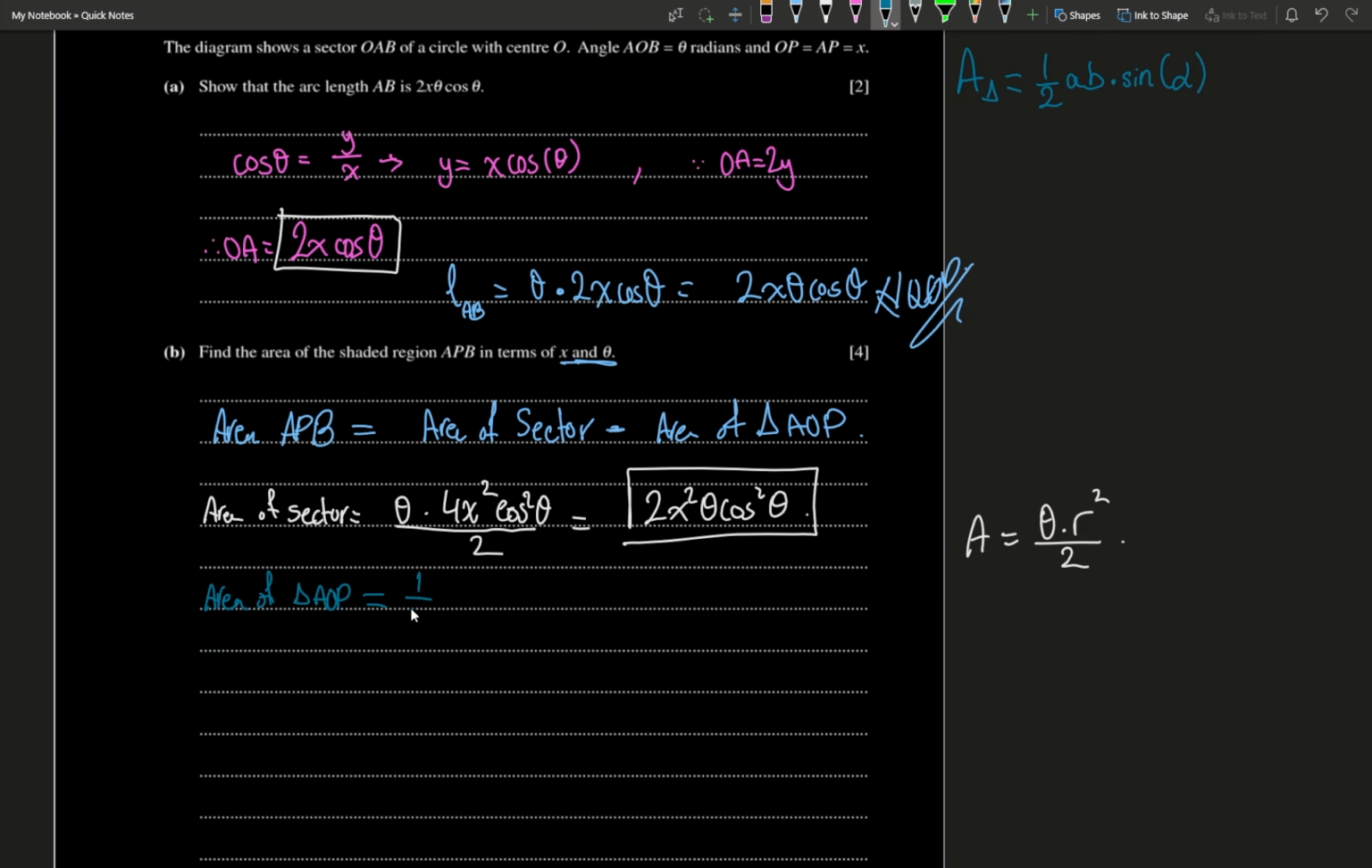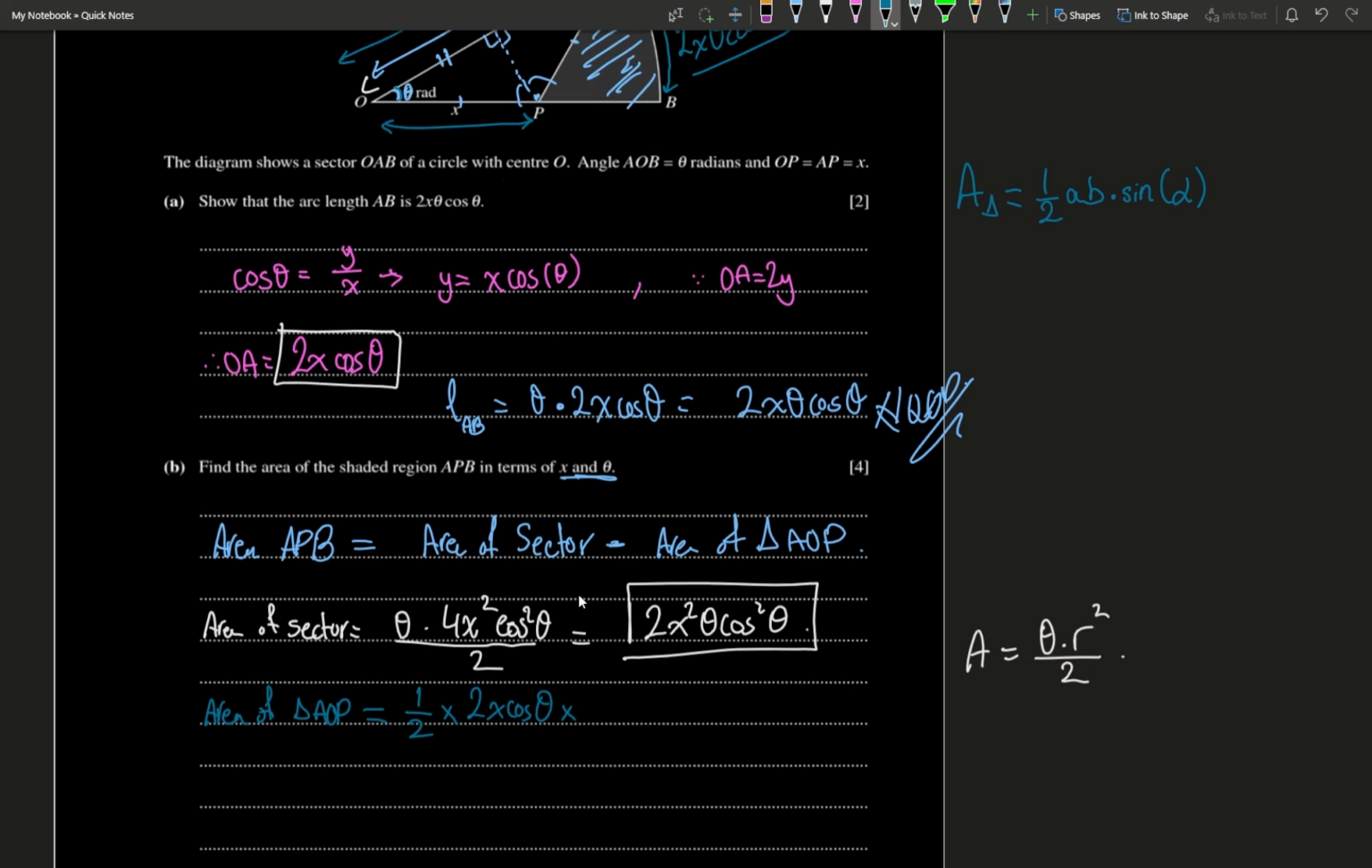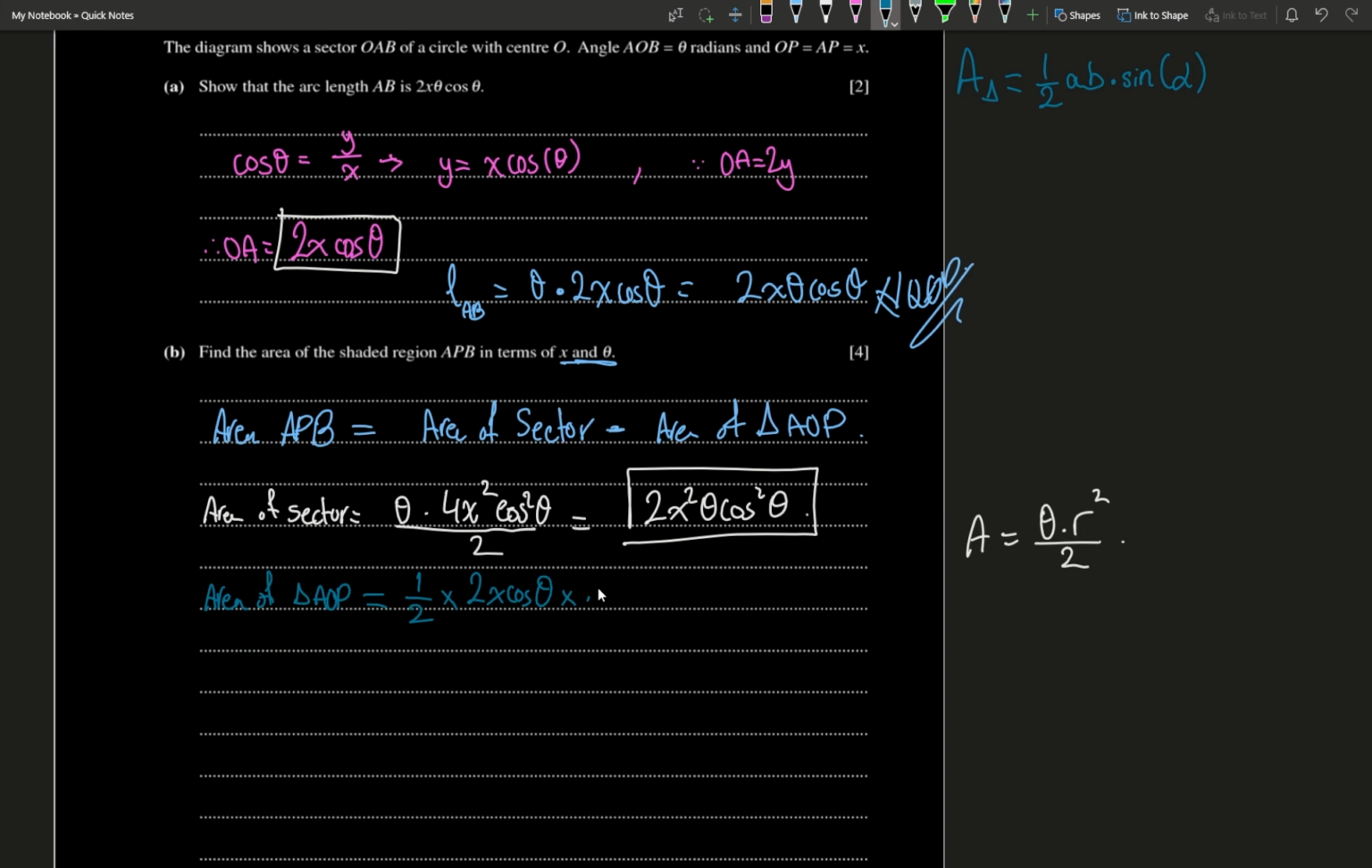Let's use this in our example. The formula says half times the radius, which is 2x cosine theta, times the other side, which is x, times the sine of the angle between them, which is theta. When you simplify, sorry, there's no 2. You'll end up with x squared sine theta cosine of theta. Since we finally found the area of the sector and the area of the triangle, you can just subtract these two to find the area of the shaded region.